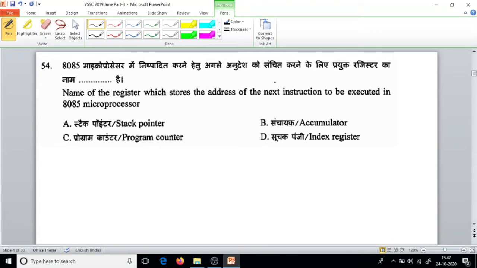The name of the register which stores the address of the next instruction to be executed in 8085 microprocessor. Now, how is the program stored in a microcontroller? When you write a command, move A comma B, this is an 8085 microprocessor command. Move A comma B. So this is some command. MVI, move immediate.